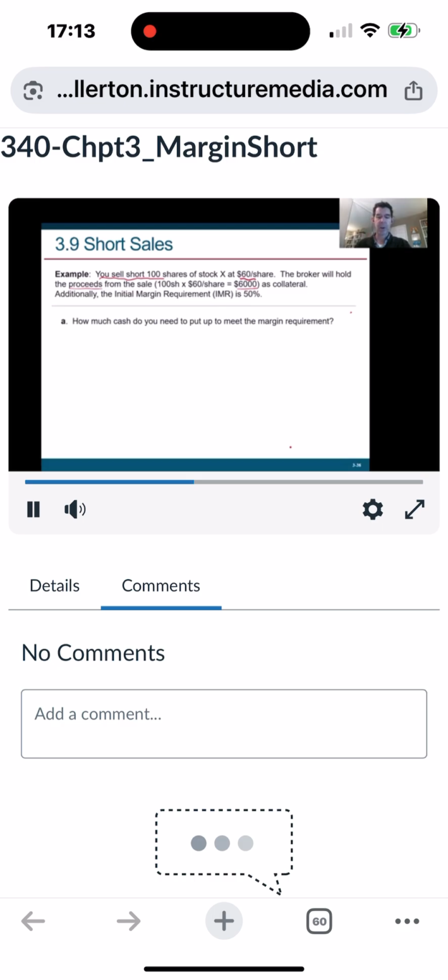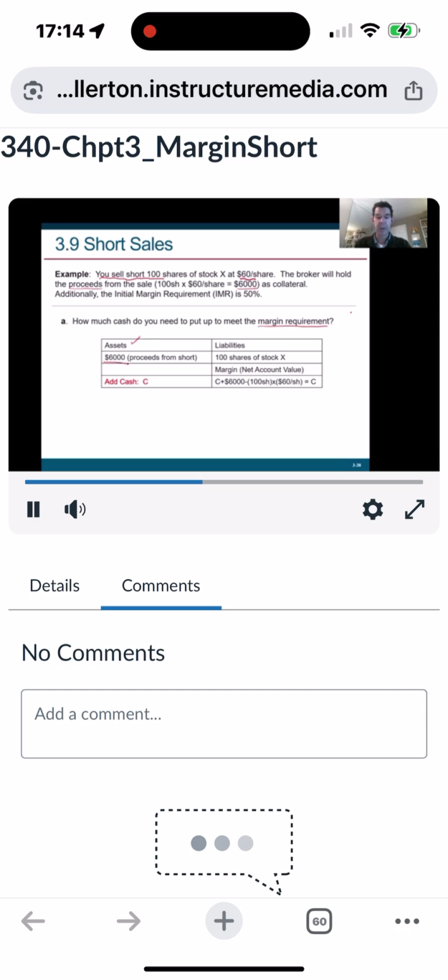All right, here's the question. How much cash do you need to put in your account or to have in your account in order to meet that initial margin requirement? We're going to tackle this the same way we tackled being long. We're going to have a little balance sheet. And on the asset side, what does it look like here? Well, I have the $6,000. That's the proceeds from the short.